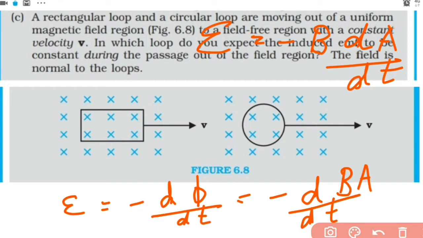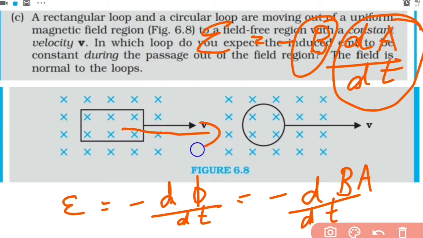The question is this: in which case will the induced EMF be constant? B is already a constant, so induced EMF will be constant if dA by dt is a constant. dA by dt means what? Rate of change of area. That means when you drag the loops out of the field region, in which case is that change in area per unit time remaining constant? The only possibility is with this rectangular one, because with the circular one, when you drag it out, that dA by dt will not be a constant. So you will get a constant EMF only in the case of the rectangular loop.